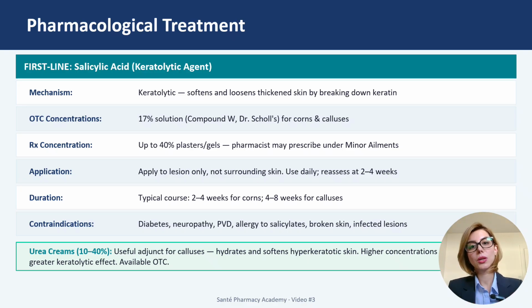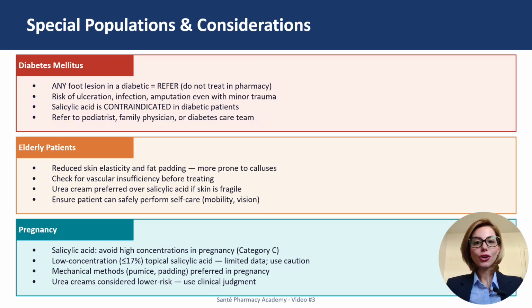So these are available over the counter and are a great adjunct or alternative for patients who can't use salicylic acids. And again, salicylic acid is contraindicated in diabetes, neuropathy, peripheral vascular disease, and broken or infected skin. There are three special populations worth highlighting specifically. Diabetes. I'll say it again because it bears repeating. Any foot lesion in a diabetic patient is a referral.